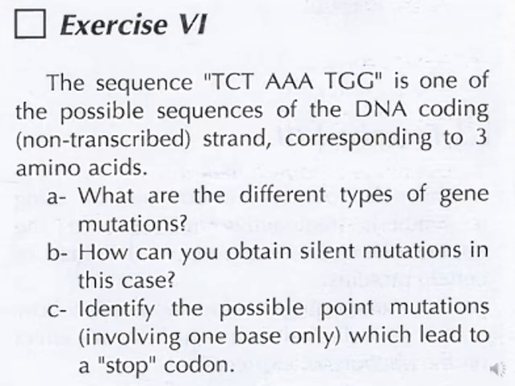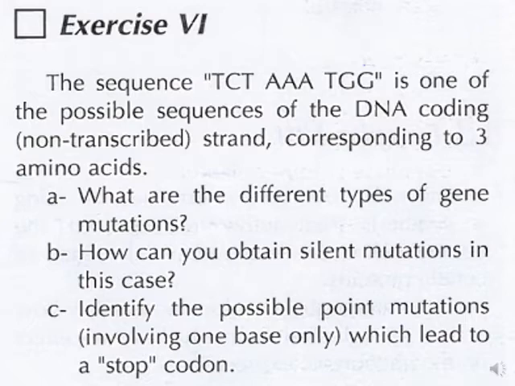Moving to exercise 6. Exercise 6 is talking about the sequence. The sequence TCT AAA TGG is one of the possible sequences of the DNA coding. They gave you this non-transcribed, non-template strand, it's the coding one. So if you have to find the sequence of the amino acids, it is the same, where T is replaced by U. This corresponds to 3 different amino acids.